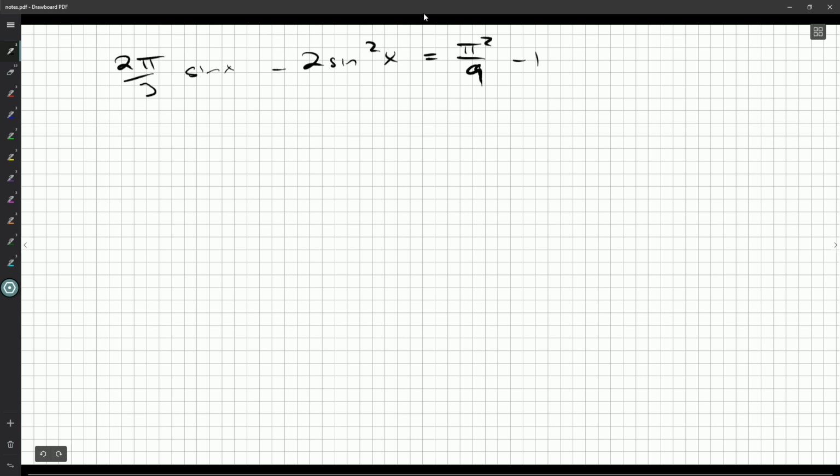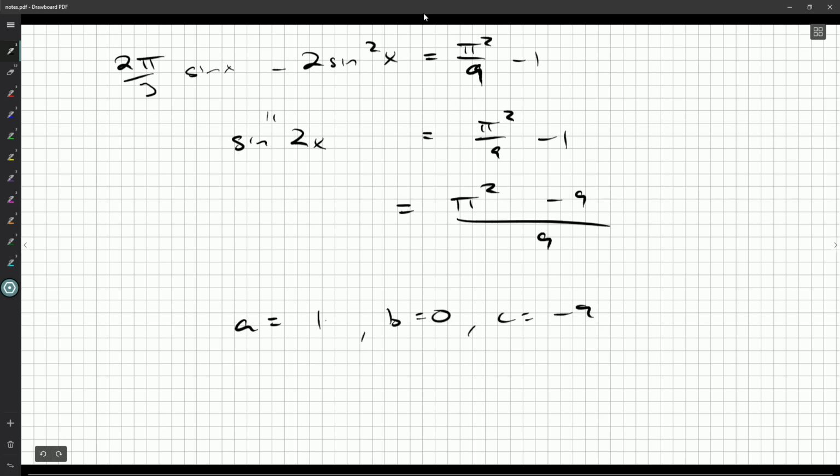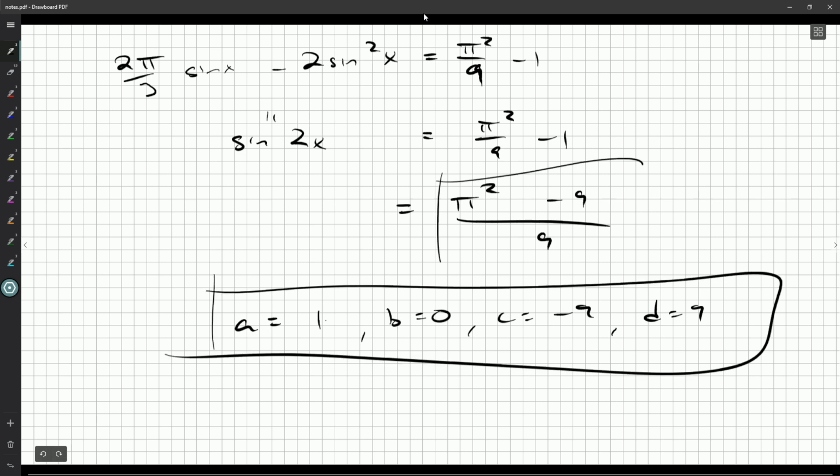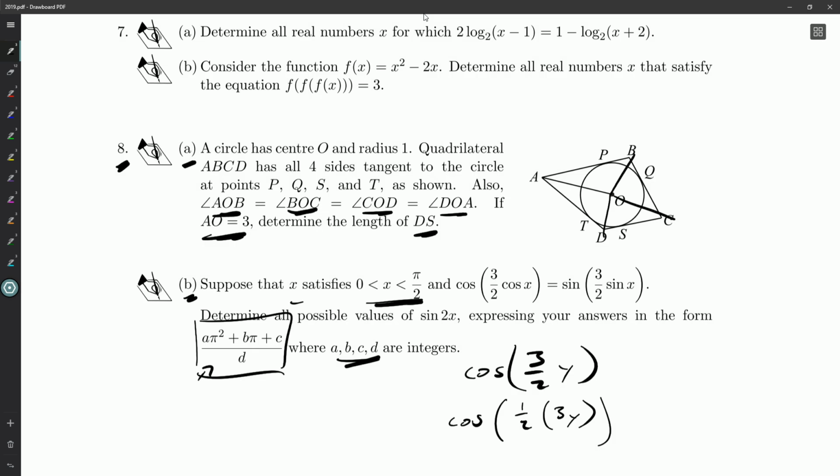But of course this, as I just remarked, is sine 2x. So the only value it can be is pi squared over 9 minus 1, which they, I guess, want as pi squared minus 9 over 9. So A is 1, B is 0, C is minus 9, and D is 9. I don't think they actually asked us for those values. I think they just wanted this answer here. Okay, there we go. So, express my answer in the form. So determine all possible. We found the only possible.